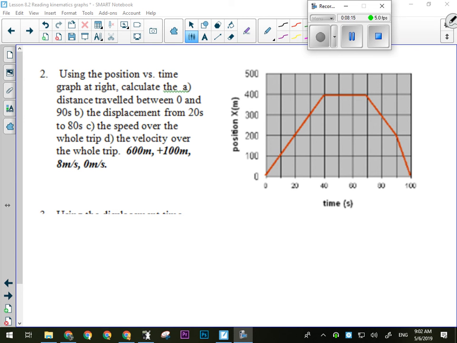How do we know that? Because every 10 seconds on this graph it goes up by the same amount. That means it covers the same amount of distance every second. That's a constant velocity, constant speed.